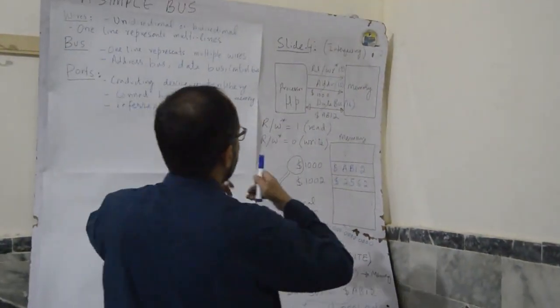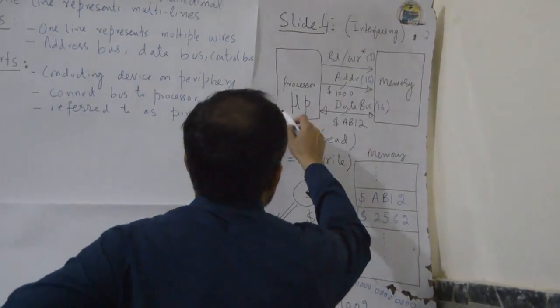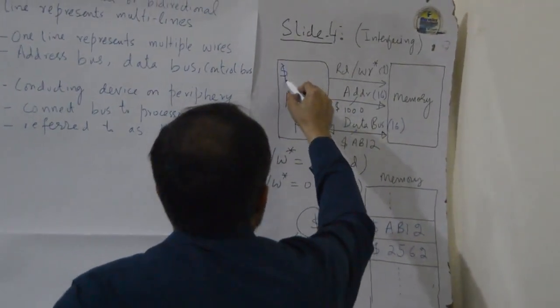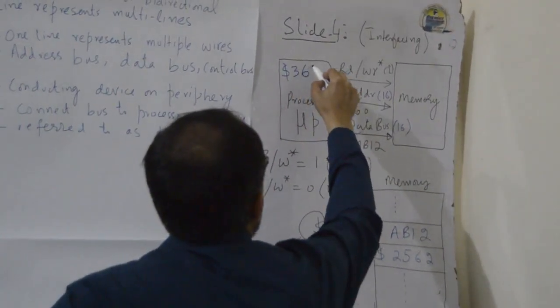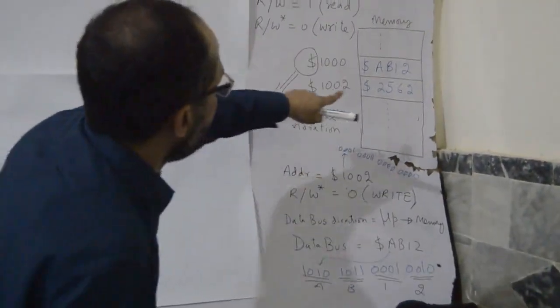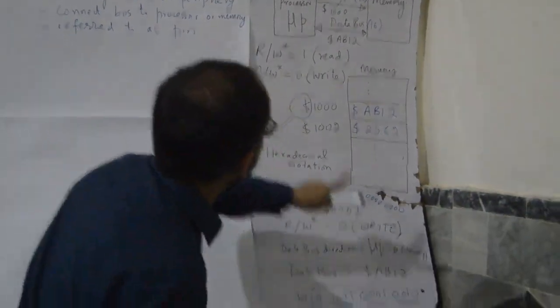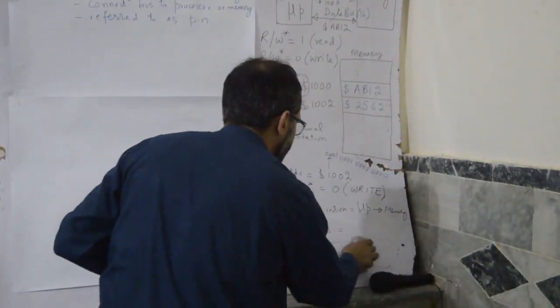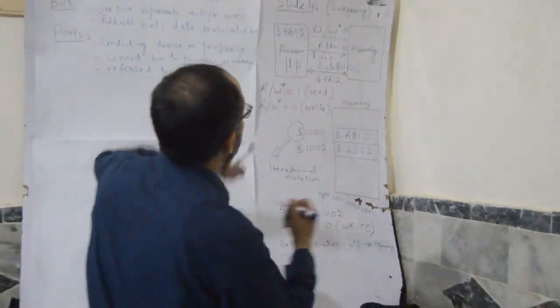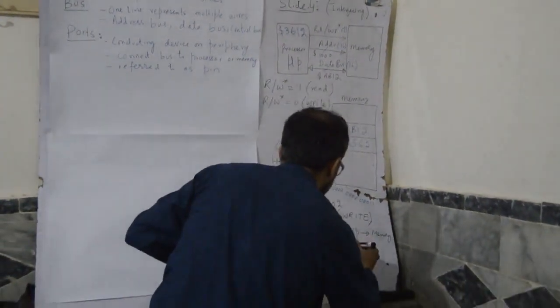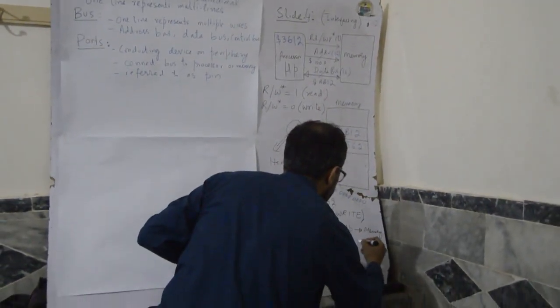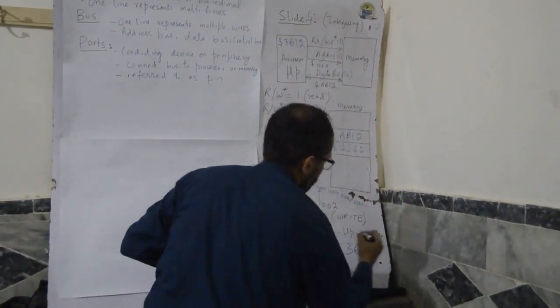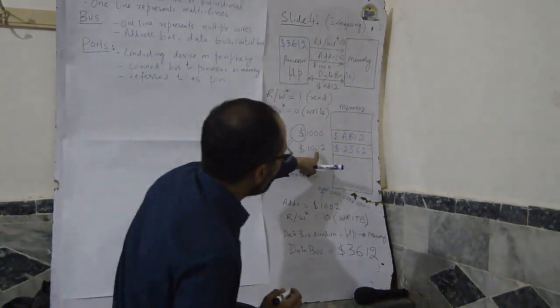Let's assume that this data that is provided by the microprocessor wants to write $3612. So if the address is $1002, it means that this data will be overwritten. It's a write operation. So the direction will be from microprocessor to the memory. So the data bus direction will be from microprocessor to the memory. And what will be the data bus value? So the data bus value in this particular example is $3612. So microprocessor wants to write this data.